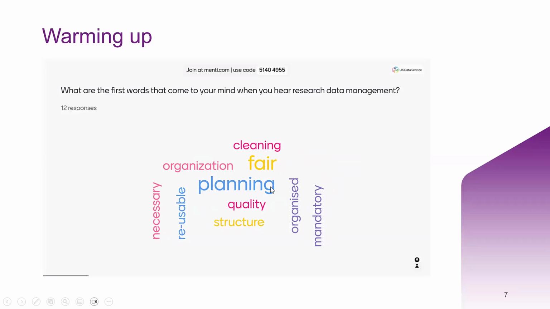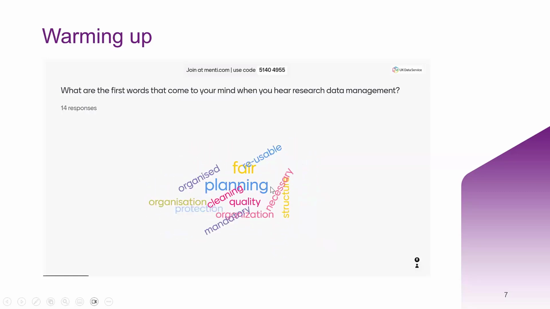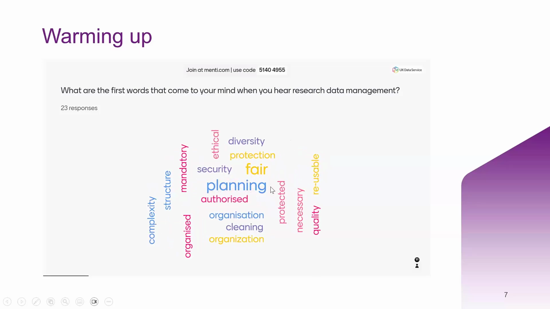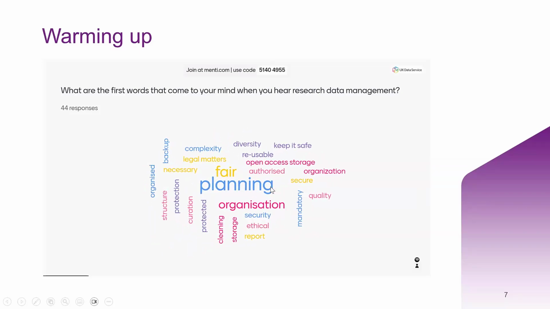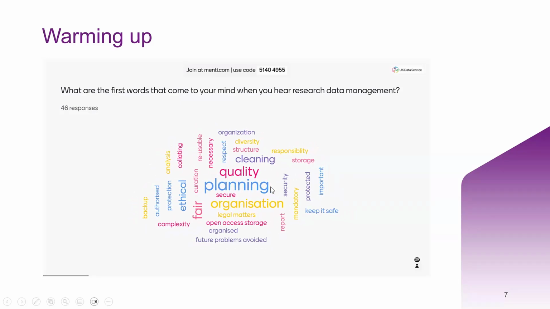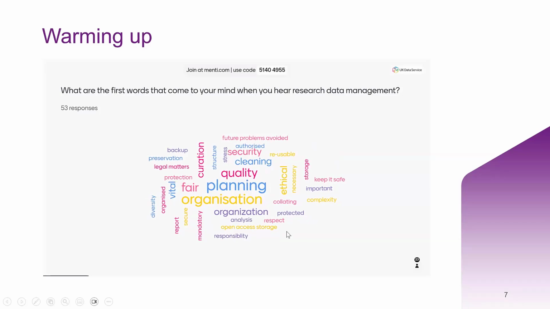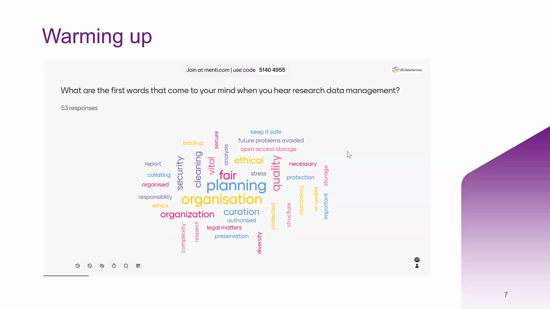Cleaning, fair. Fair is getting a lot of traction. Fantastic. Organization, planning, yes. Quality, mandatory, necessary, diversity. The word cloud is moving, so I shall repeat some words. Planning is coming across as the choice of everyone, which is fantastic. Thank you, Emma, for providing the code in the chat as well alongside the link.